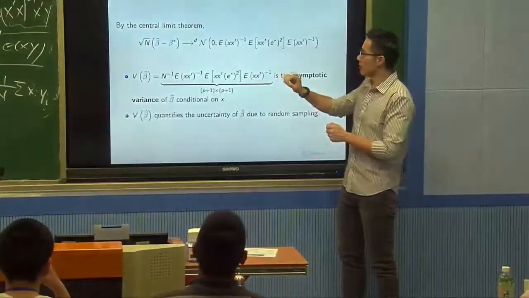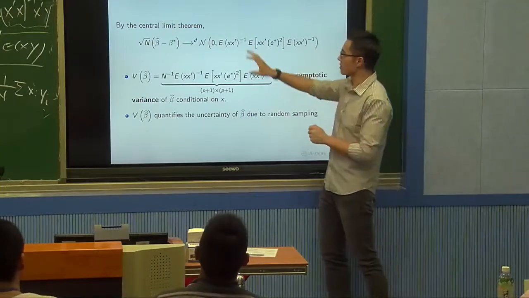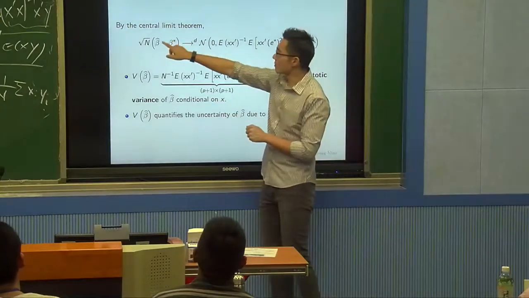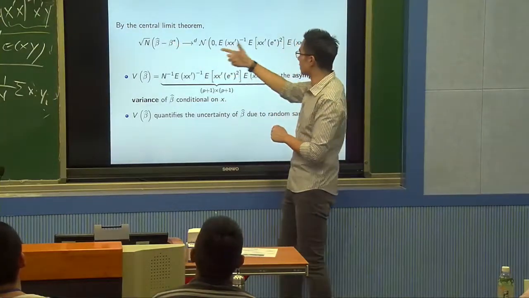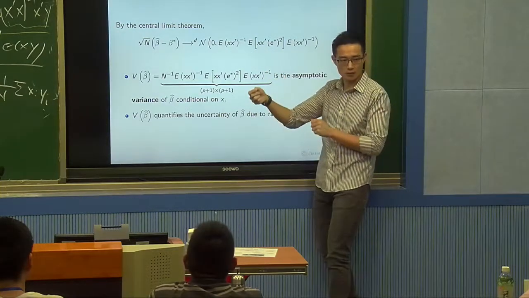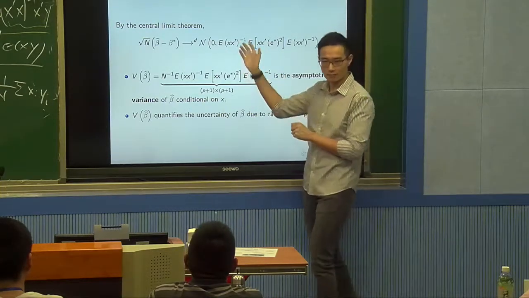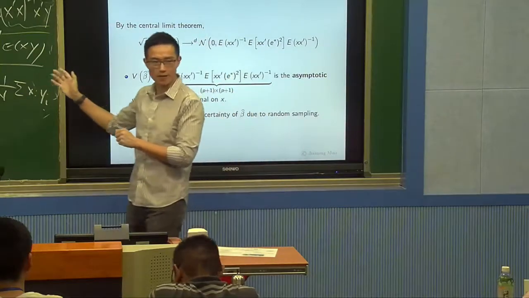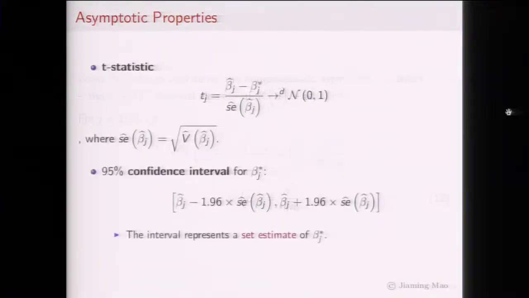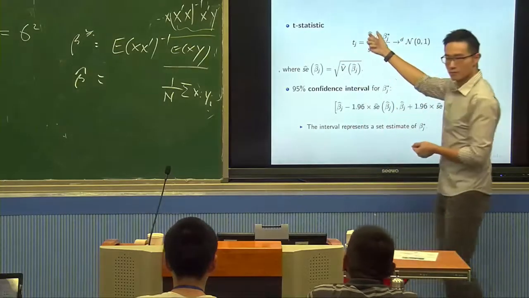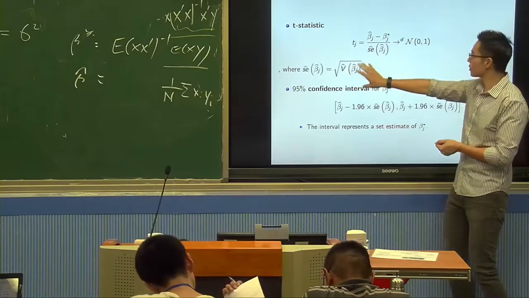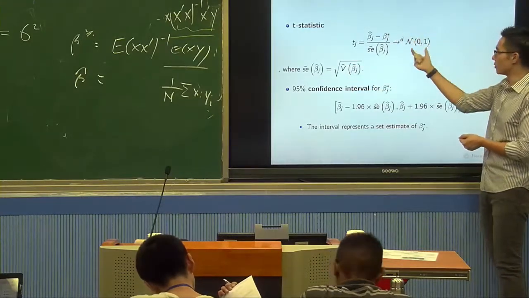So imagine, let's just suppose it is truly a normal distribution. Then beta hat minus beta star divided by the square root of variance will just be a normal 0, 1. Should be very simple, and based on which we can do hypothesis testing. That's the whole idea. So beta hat minus the true value divided by the square root of the variance should be a normal 0, 1.